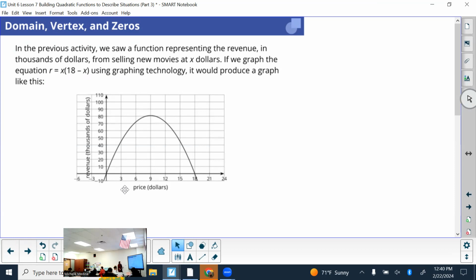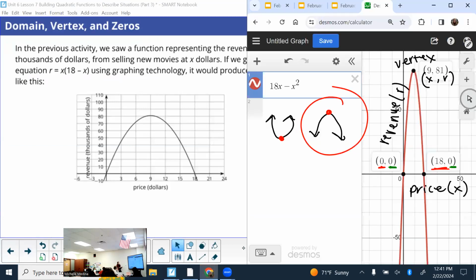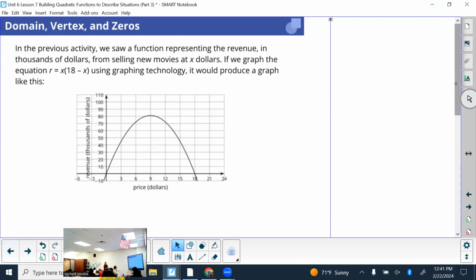If we graph the equation with graphing technology, it would produce a graph like this. The reason it might not look exactly like the one we graphed is because you might want to adjust the window. Mine is adjusted differently, but it's still the same. It has a vertex at the same spot. It has zeros at the same spot. All right, but here it is on your paper graph for you.